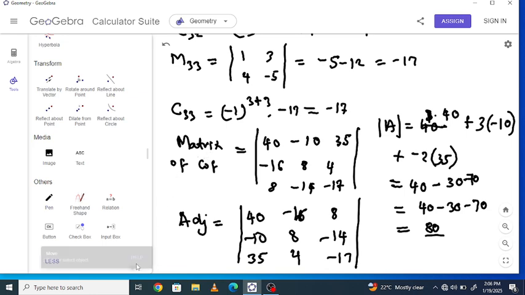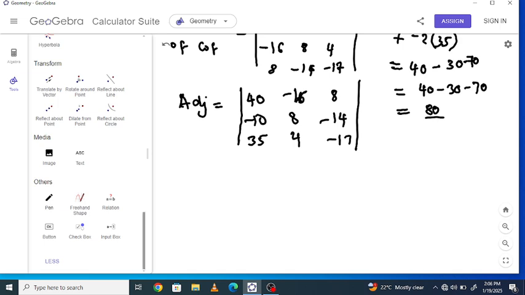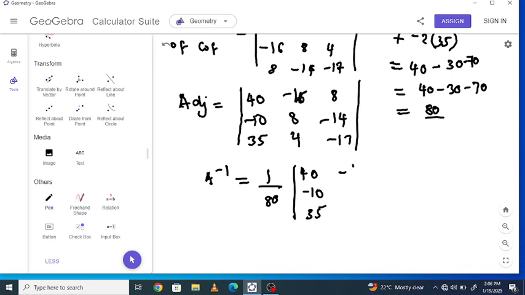So our determinant is 80, and we have our adjoint, and our formula states that A inverse is equals to 1 over determinant times adjoint, which is 40, negative 10, 35, negative 16, 8, 4, 8, negative 14, negative 17. And that's our matrix, or rather the inverse of our matrix A.